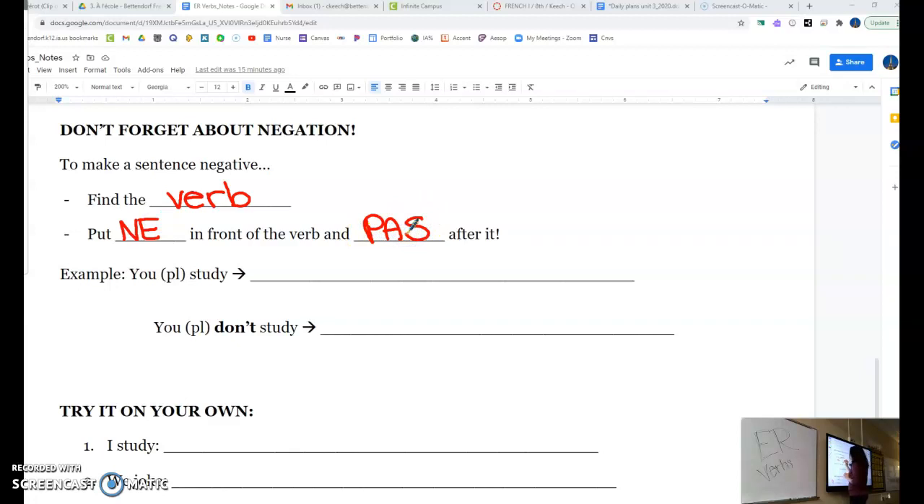However, let's not forget, you might also need an apostrophe. That is in case the verb begins with a vowel. I'm going to put this little note. If the verb begins with a vowel, you need to put an apostrophe. Okay? So, for example, you study, you plural is vous. Study is étudier. That can be found on Unit 3, Vocab 3, the yellow sheet. Take off your ER, and the ending for vous is easy.